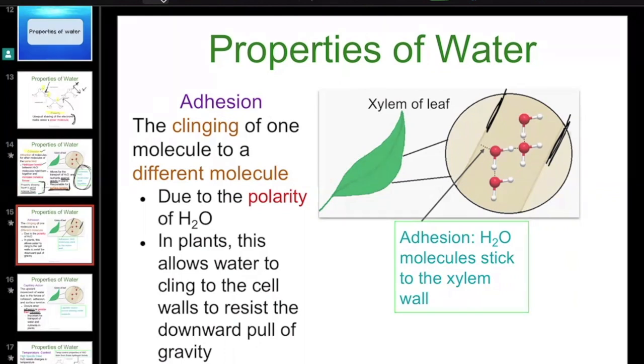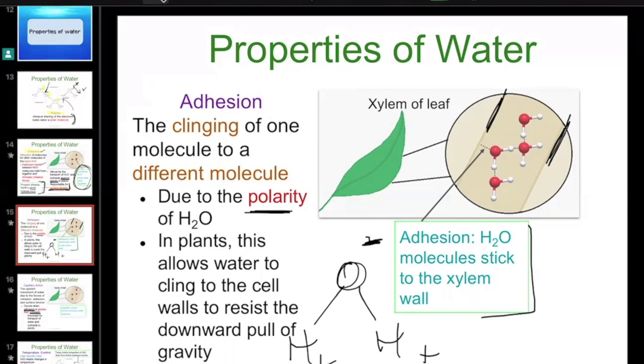So this is again due to the polarity of water, because you have that slightly negative oxygen area and you have the slightly positive hydrogen area. Again, it can interact with other things and it can cling to those things. That is adhesion. So when you have H2O sticking to the xylem or some other molecule, that's what we're talking about when we talk about adhesion.